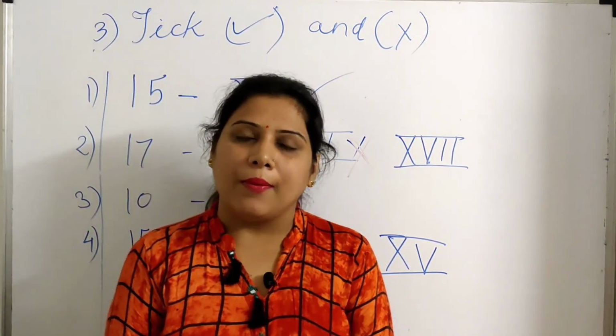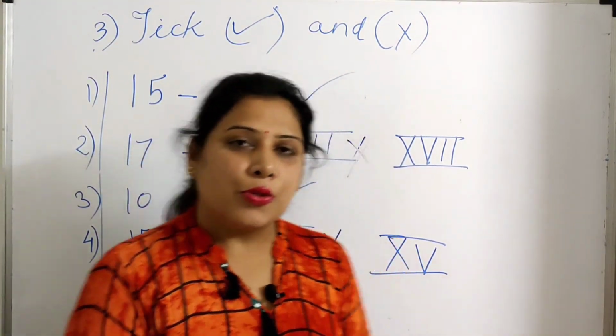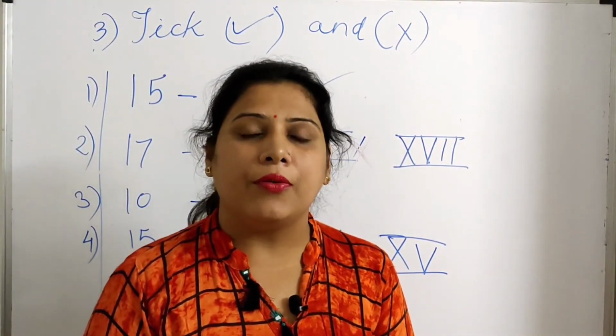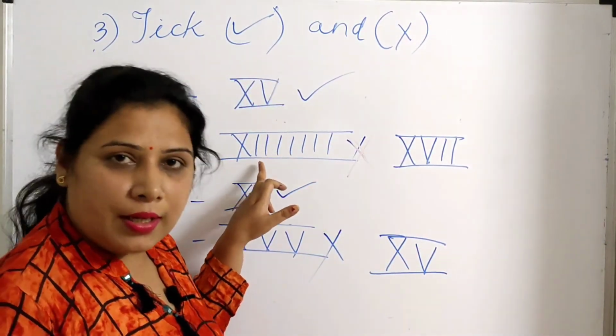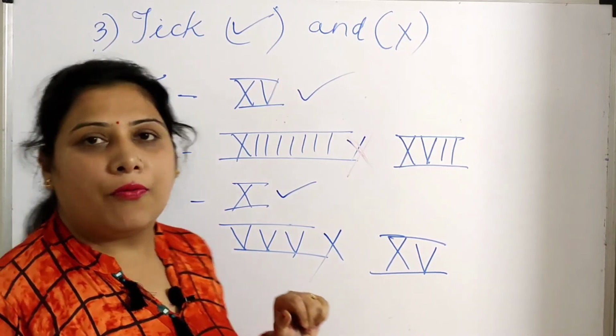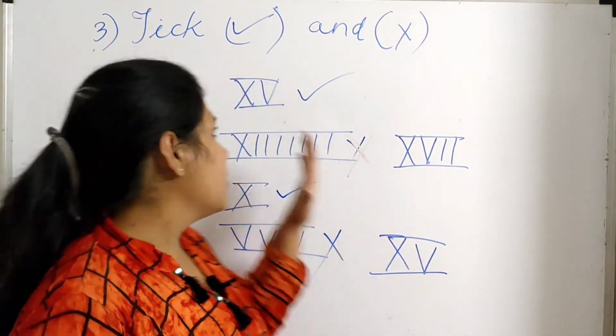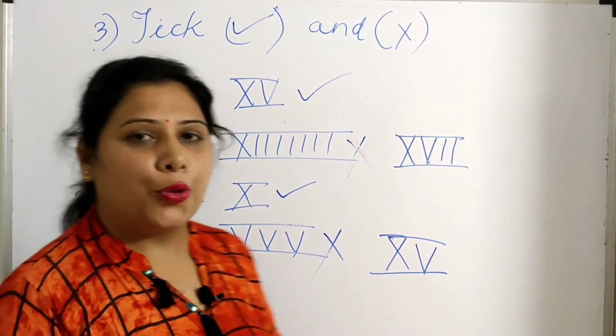So this is all about the Roman number system. You have to be very confident and very clear with the Roman numbers, that we will not write the Roman numbers like this or like this. We will not add that. So this is the correct form to write the Roman numbers.